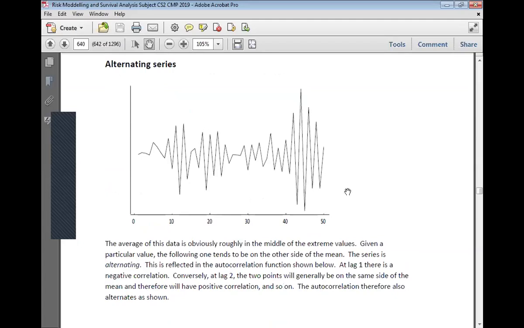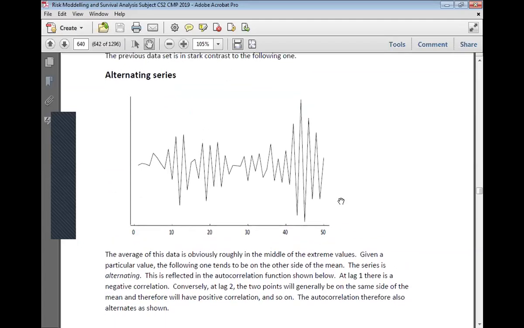Okay, and then this is the next kind of series that you can have, which is the alternating series.